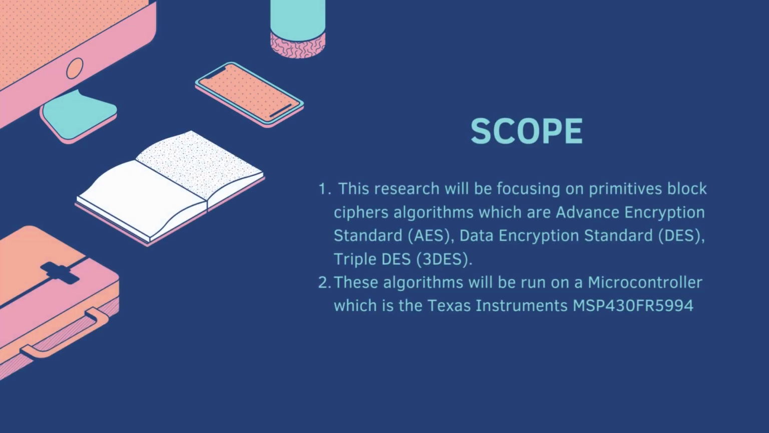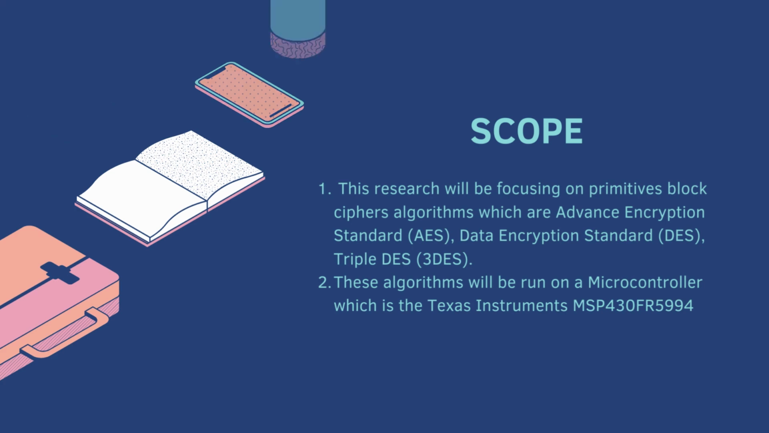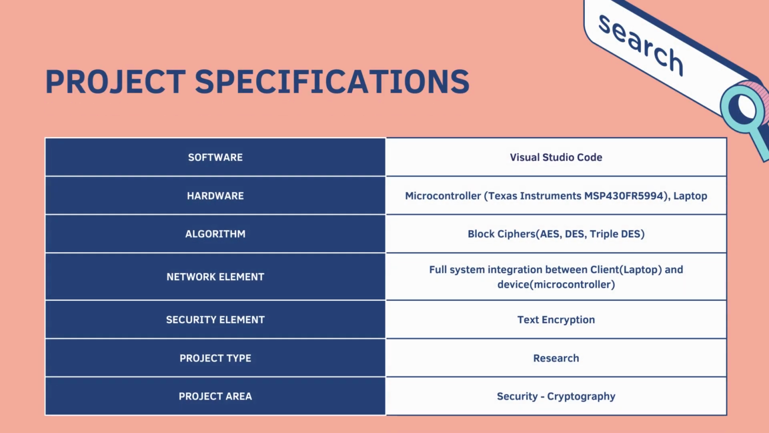Now, what is the scope of this project? Firstly, this research will be focusing on primitive block cipher algorithms, which are Advanced Encryption Standard (AES), Data Encryption Standard (DES), and also Triple DES. Secondly, these algorithms will be run on a microcontroller, which is the Texas Instrument MSP430FR5994. Finally, the project specification for this research has several parts. The first one is the software.